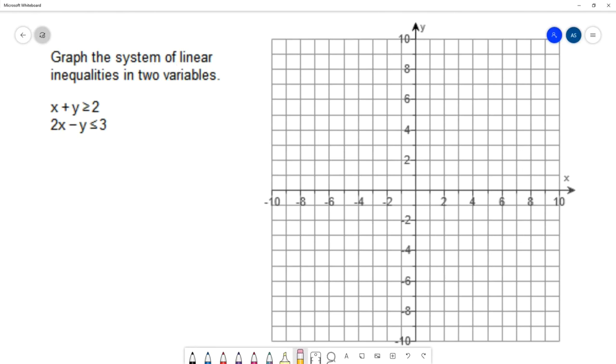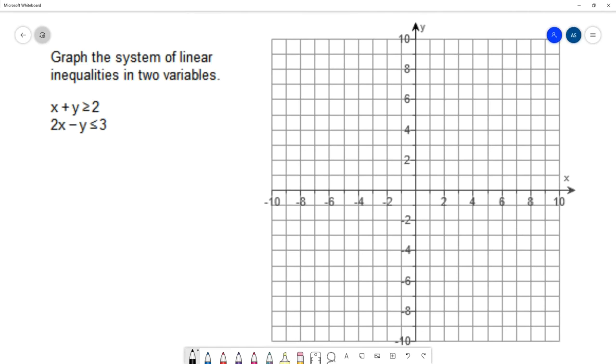Graph the system of linear inequalities in two variables. We have x plus y is greater than or equal to 2, and 2x minus y is less than or equal to 3. So when we graph a system of linear inequalities like this, we want to graph the two inequalities individually and see where they overlap.